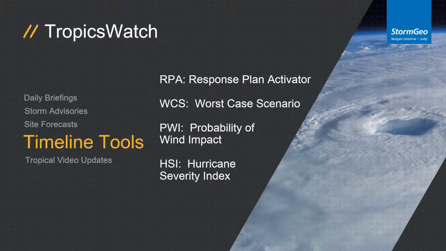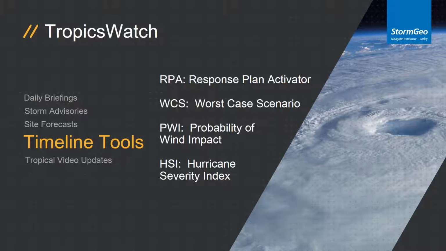Excuse me. Now the timeline tools. Most people recall the 2005 season, the season of Katrina and Rita and Wilma, the season we went into the Greek alphabet, the season we had a storm every single month of the year. After that season, some of the meteorologists here at StormGeo, in particular Chris Hebert, who's the head of our TropicsWatch team, and Bob Weinzapfel, came up with what we call our timeline tools. These are tools that help our clients make decisions based on actual objective guidance that we're providing.